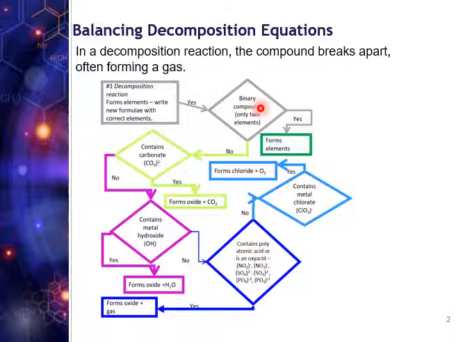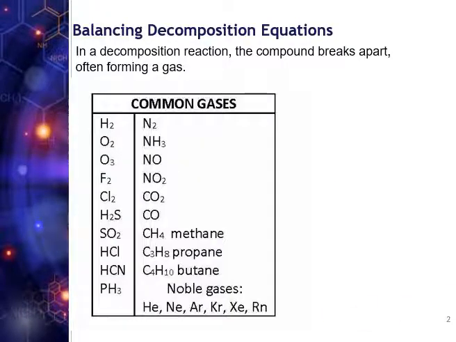If you just have two elements, you'll make two elements from the compound. If it has a carbonate, it forms an oxide and carbon dioxide. Hydroxide forms an oxide and water, and so forth. So you see a lot of times you're making gases or water. These are your common gases. These charts will be available on the quiz.